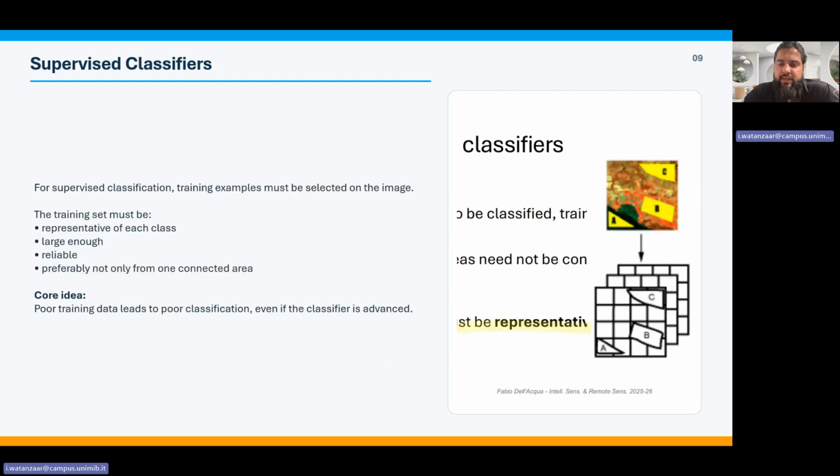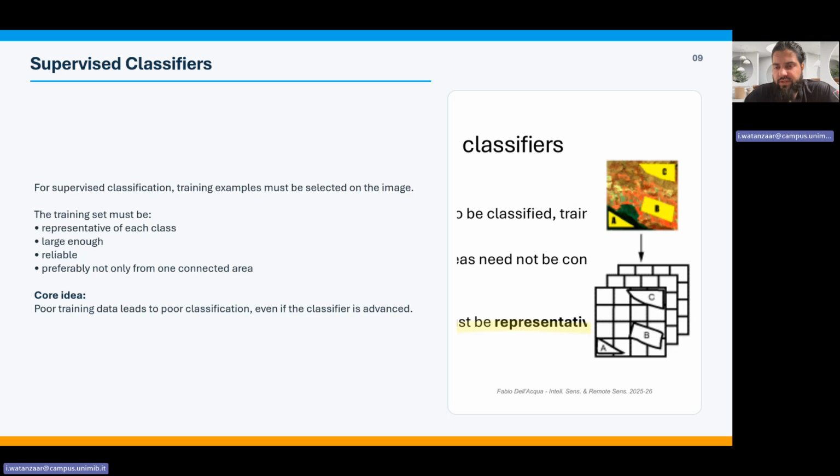Now, as we already discussed the classifier, in general we know the classifier is like an operational block. But for the supervised classifier, it is a classification. For supervised classification, the training examples must be selected on the image. What do you mean by that? The training set must be representative of each class, large enough and reliable, preferably not only from one connected area. Poor training data leads to poor classification, even if the classifier is advanced.